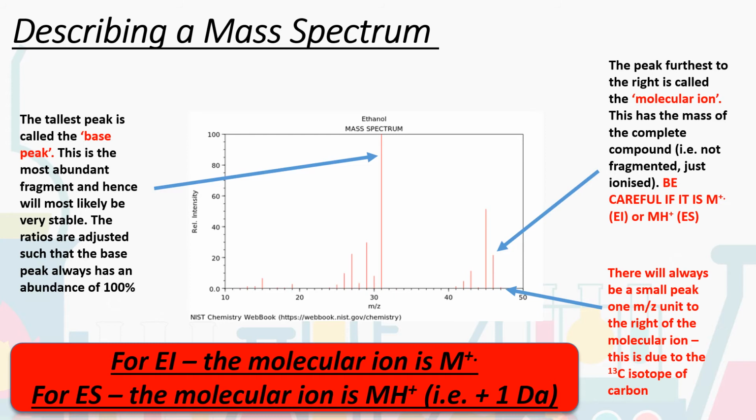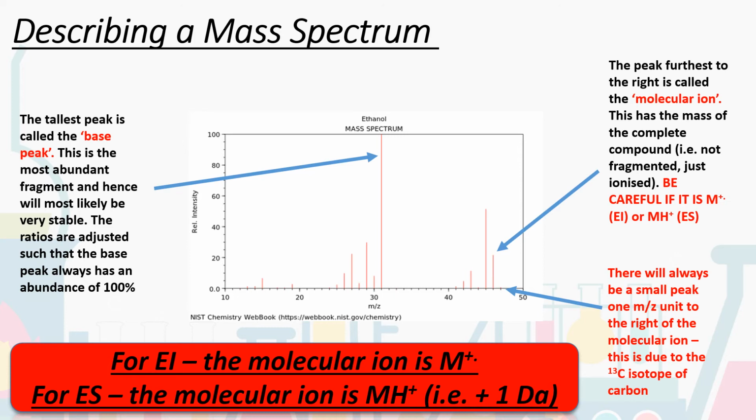So for example, let's say the molecular mass of your compound is 66. If you're using electron ionization, your molecular ion will come at 66, electron impact, it would come at 66. If you're using electrospray ionization, it would come at 67. And you have to remember that the molecular ion that you see technically isn't the actual mass of your compound, you have to minus 1 in order to get that.